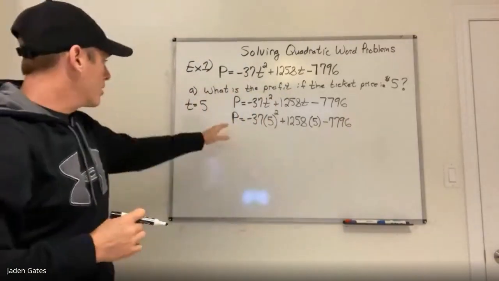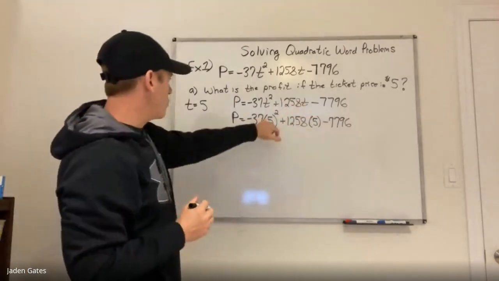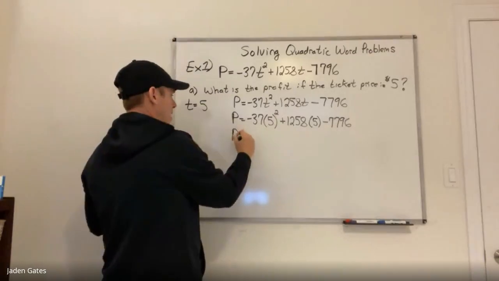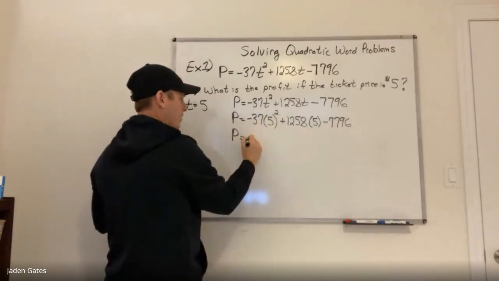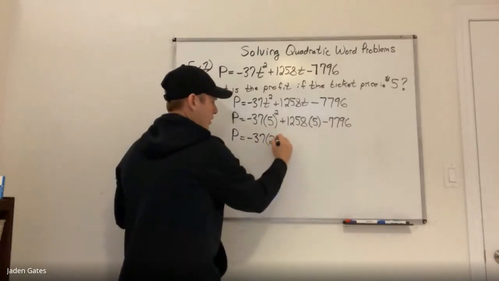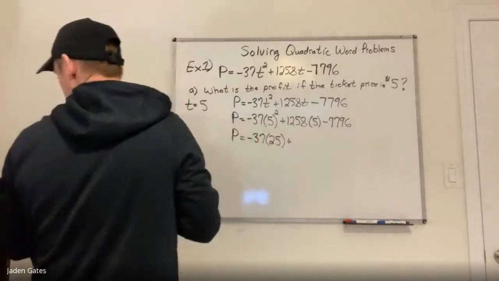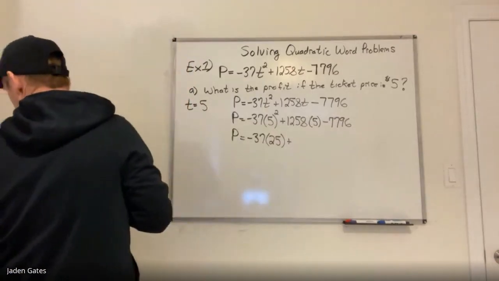All right. And so now I solve using BEDMAS. Now I'm lucky here. P is already by itself. So I can just do BEDMAS and figure it out. So let's see here. I'm going to do my exponent here. So I have negative 37. 5 squared is 25. Let's see, 1258 times 5. What would I get for that?